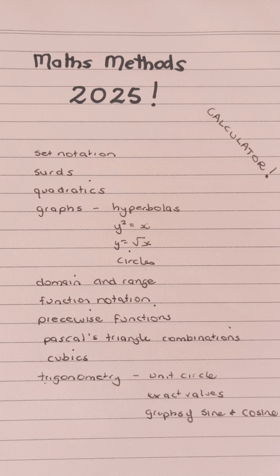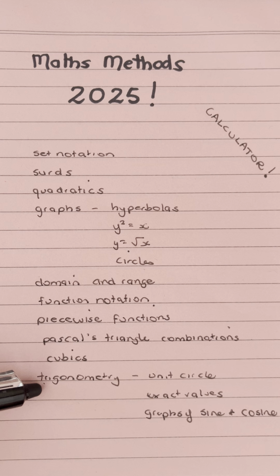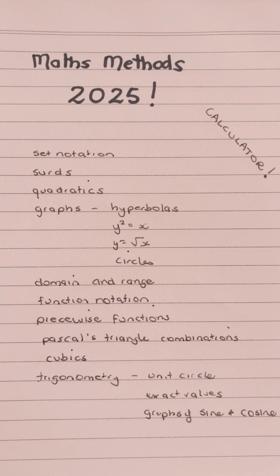And what is new in is surds and the trigonometry. So the unit circle, exact values, graphs of sine and cosine. So some things have come out and some things have come in. Also, arithmetic progressions came out as well. A lot of these topics you'll hopefully have seen in 10 Methods.